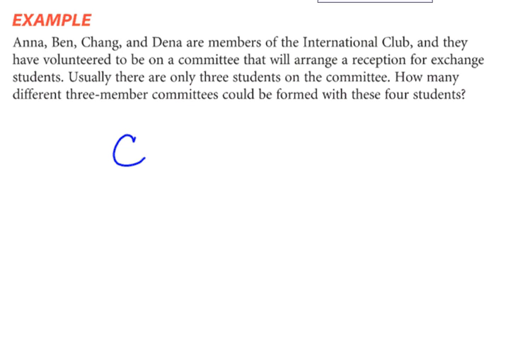So we're going to calculate the number of combinations, C. Now, we have a total of 4 members. We are choosing 3 of those members. So we need to calculate 4C3. And we can use the calculator to do this.